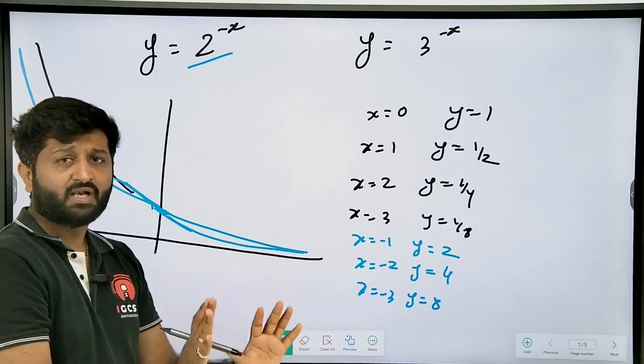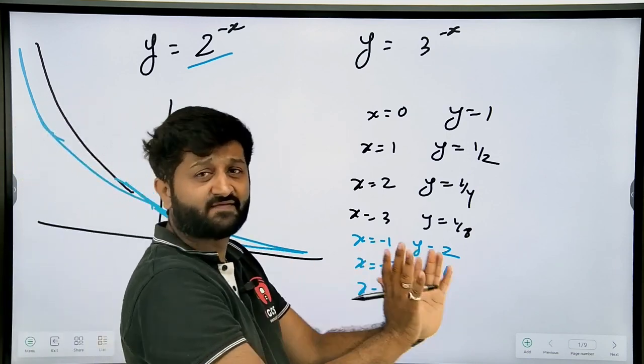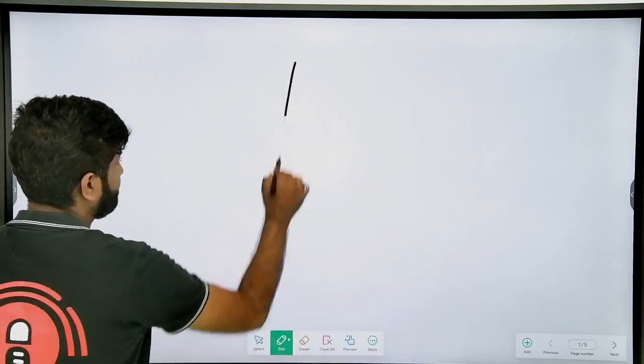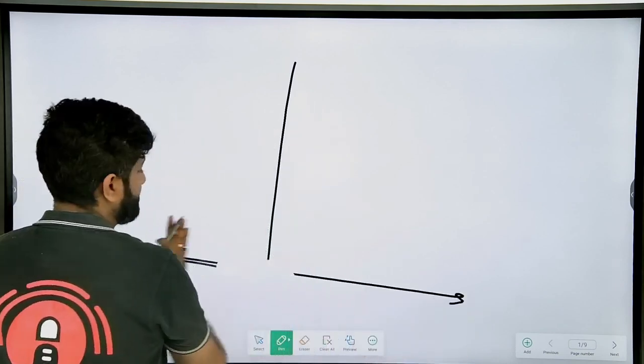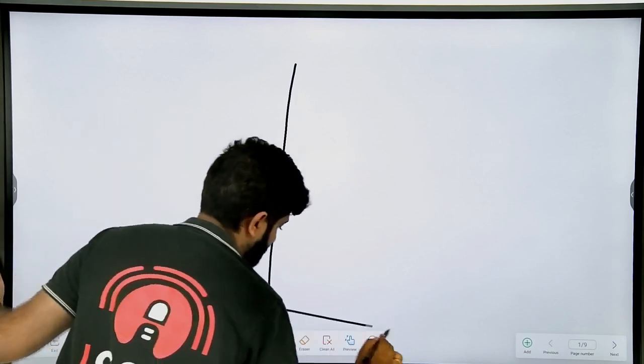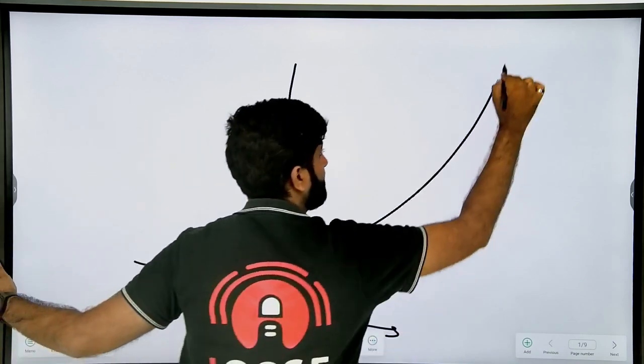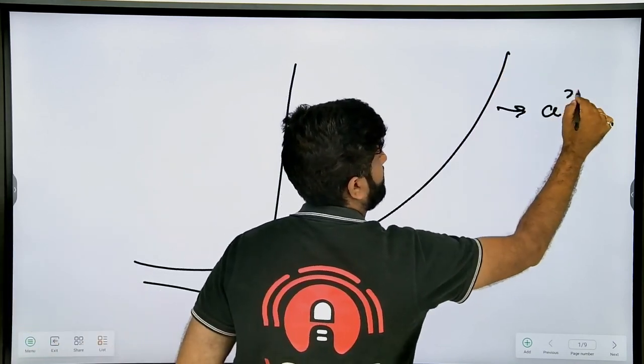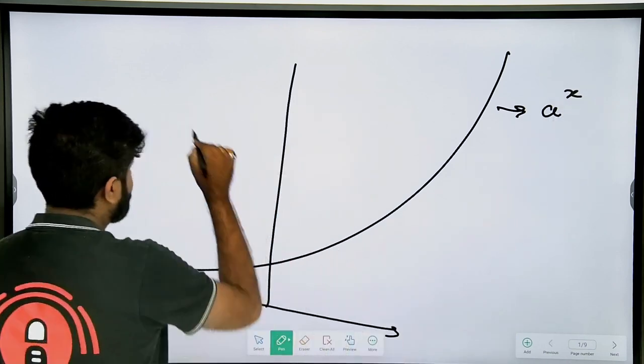Okay, so this is all exponential graph is about. Again, what is the shape I need to remember? Just to give you a brief, this is one shape when your graph is a raised to x, and this is the second shape.